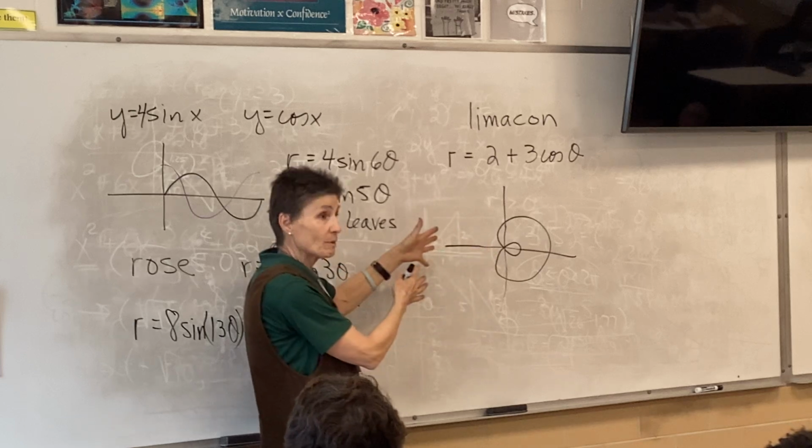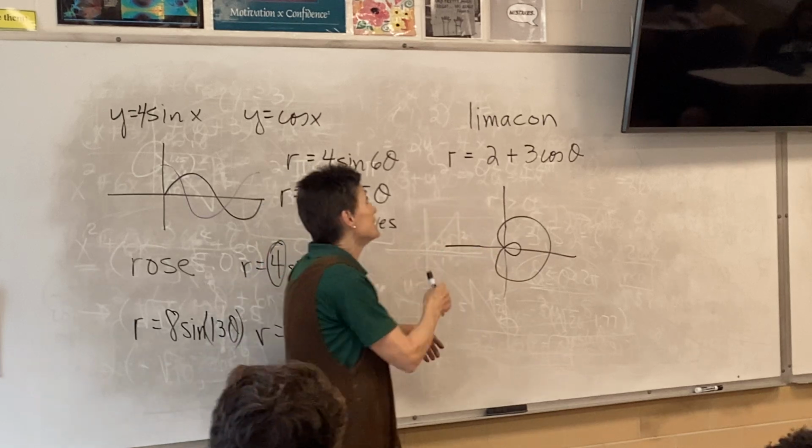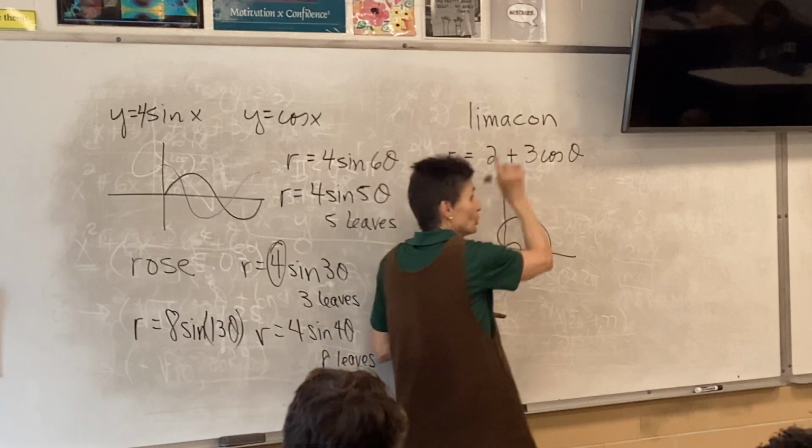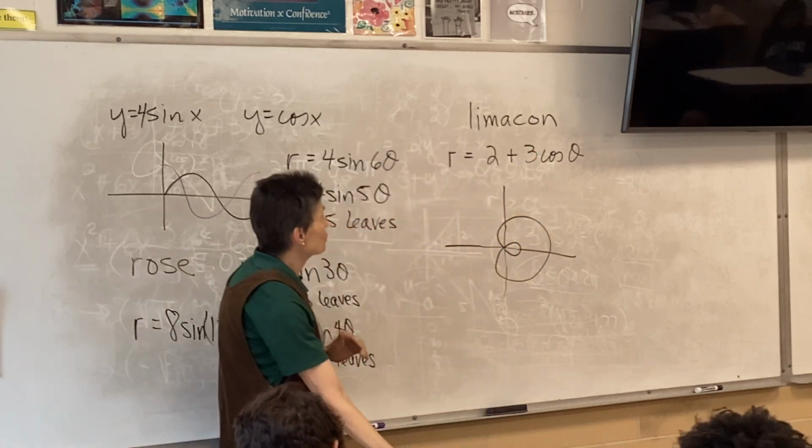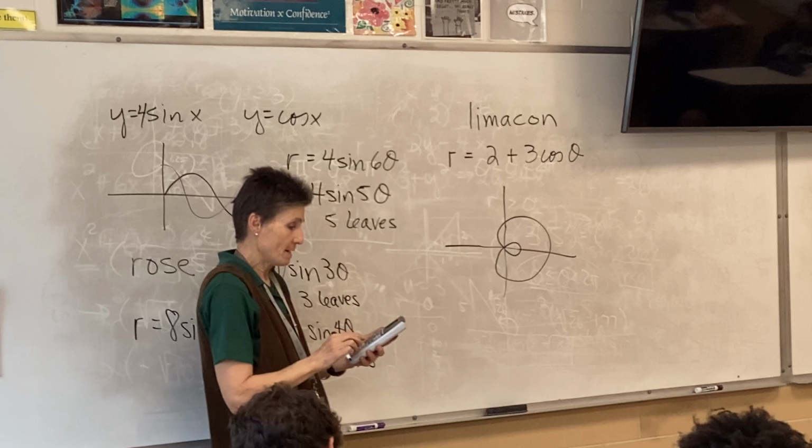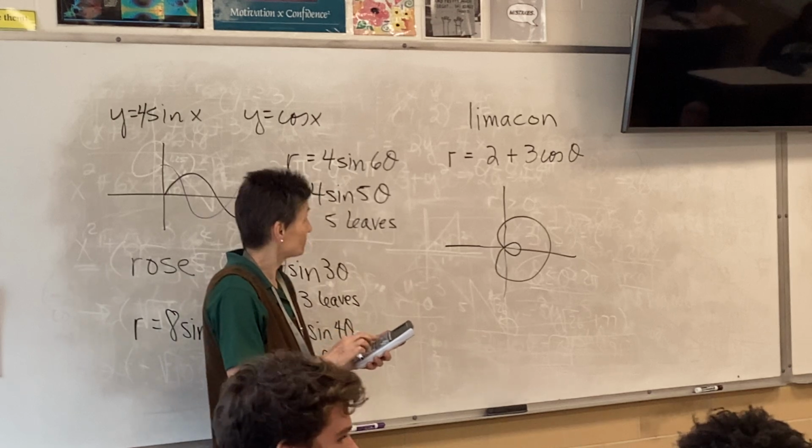Now, everybody okay with that? That's a limacon. Now, change this to a 2. So just change that number to a 2. 2 cosine.